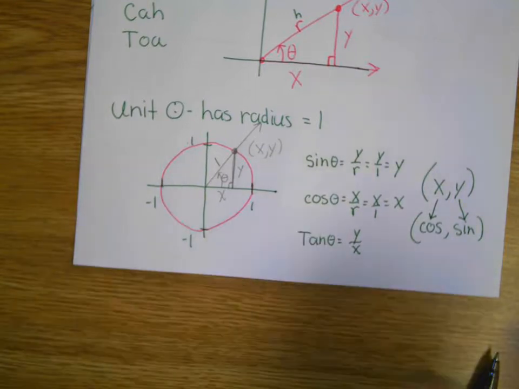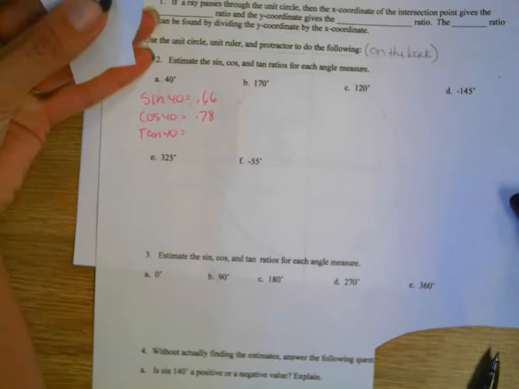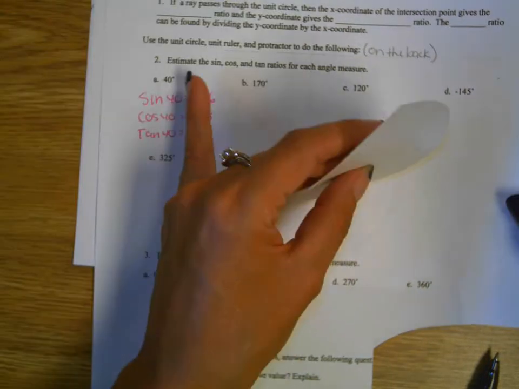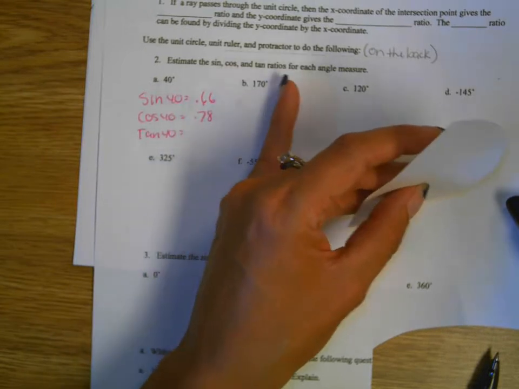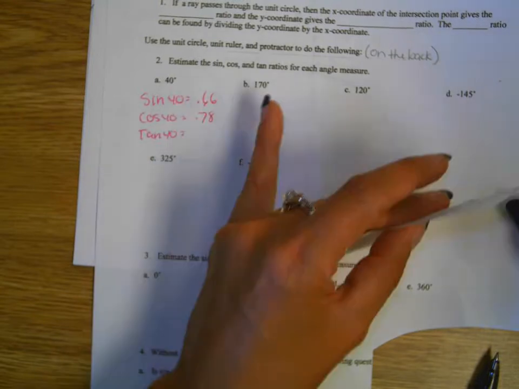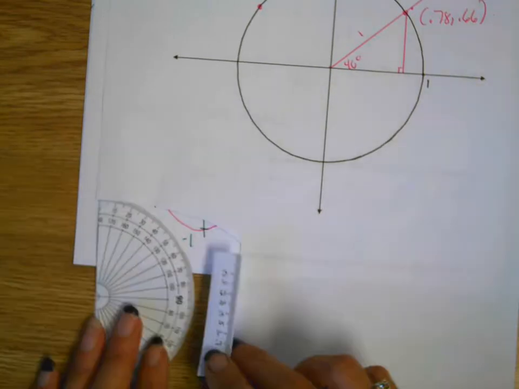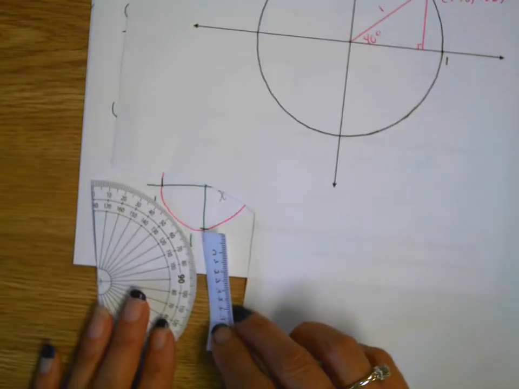Okay, your assignment is going to be this little sheet. The top is just a quick summary of what I did. And then in here, it says I want you to estimate the sine, cosine, and tangent ratios for each angle measure. I'll do this one. So I've got 170 degrees. So you flip your paper over. There's a little protractor and ruler down here that you have to cut out.